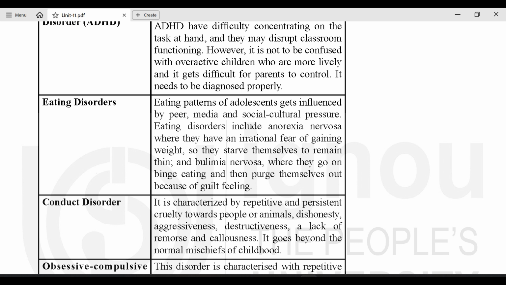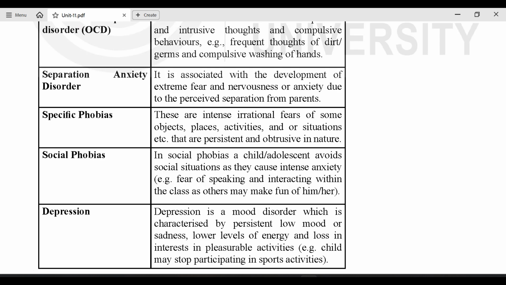Conduct disorder. It is characterized by repetitive and persistent cruelty towards people or animals, dishonesty, aggressiveness, destructiveness, a lack of remorse, and callousness. It goes beyond the normal mischief of childhood. Obsessive-compulsive disorder, OCD. This disorder is characterized by repetitive and intrusive thoughts and compulsive behaviors, for example, frequent thoughts of dirt/germs and compulsive washing of hands.